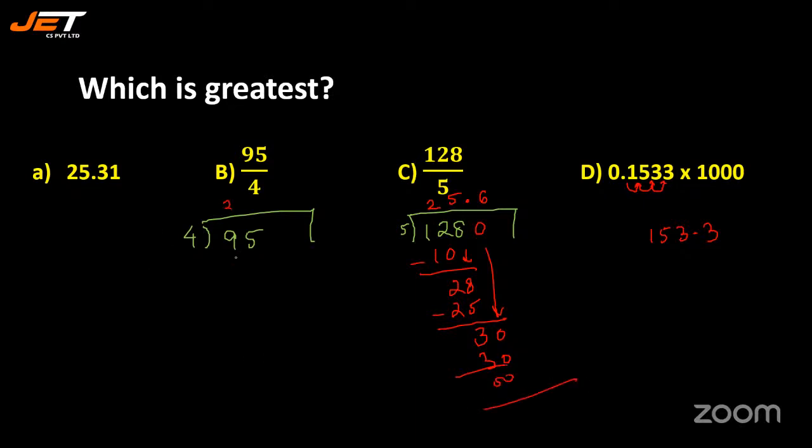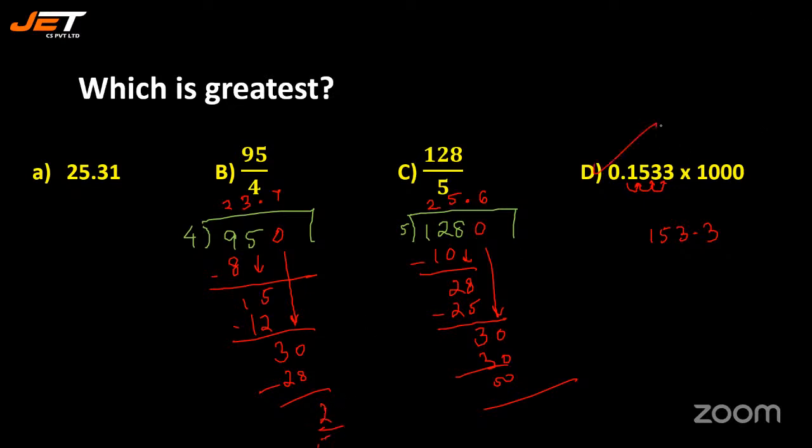Here, 4 times 2 is 8. 1 here, 5 here. Okay, 4 times 3 is 12. Putting an extra 0, so I can see the answers. 4 sevens are 28, 2 here. So the greatest one I can see here is 153.3.